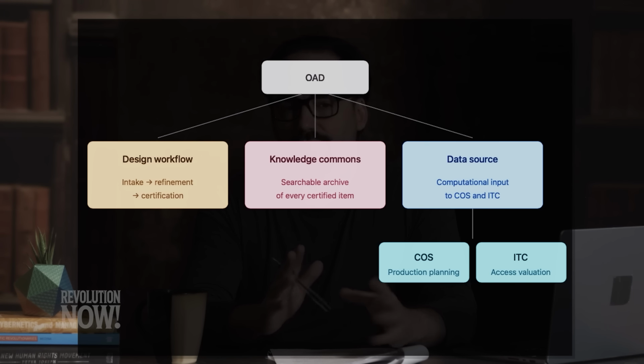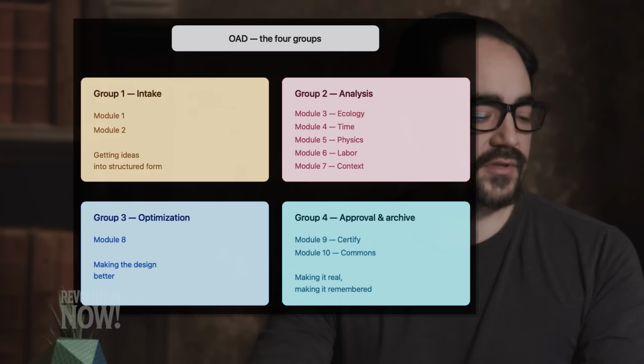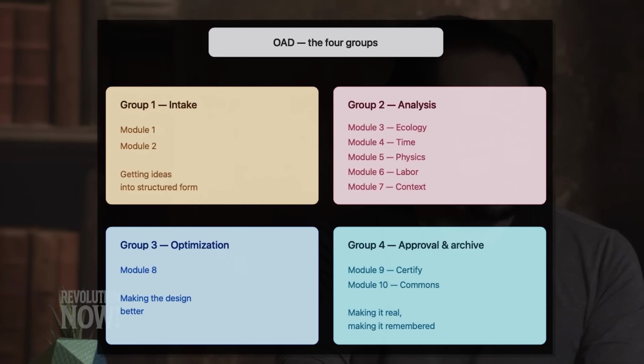And it is a critical data source, computational input for two downstream economic subsystems: the Cooperative Organization System, the COS, which plans and executes production, and Integral Time Credits, the ITC, which calculates access values. So to be clear, it's not just about the designs, it's also about the critical data that pertain to those designs. Okay, so now I'm going to walk through all 10 modules of the OAD.